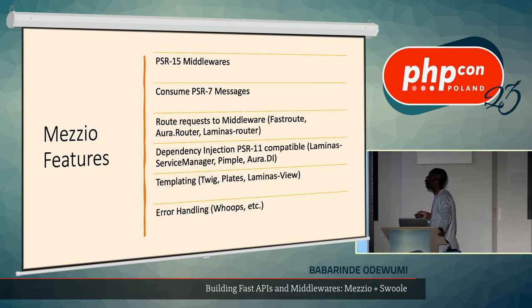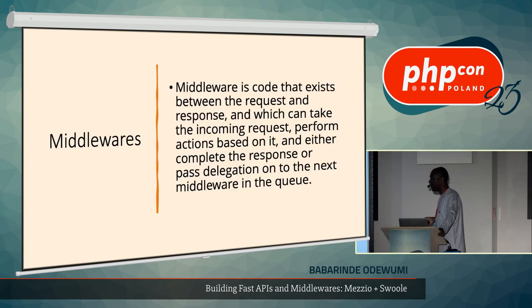Then Mezzio also supports the PSR-11 dependency injection standard, providing interfaces for the has and the get methods. I won't go into the details of that. The implementations available are Laminas Service Manager, Pimple, and Aura.Di. Honestly, I haven't used these two before, but these are the options you have. Then, of course, Mezzio allows you to do templating using Twig, Plates, or Laminas View. Honestly, I have no idea what Twig and Plates are, but Laminas View we've used in the past. Then, of course, Mezzio allows you to handle errors.